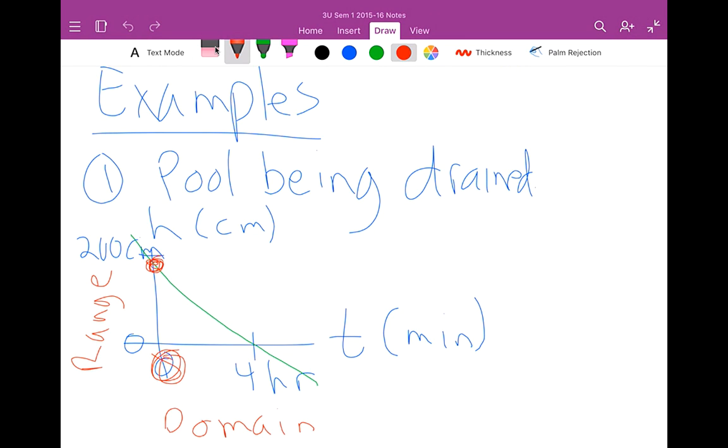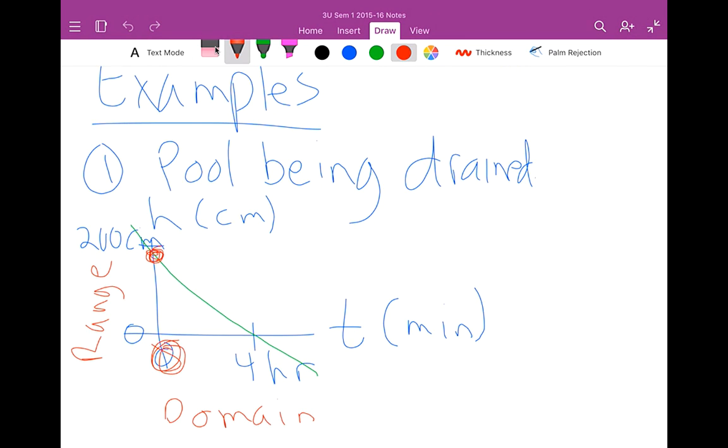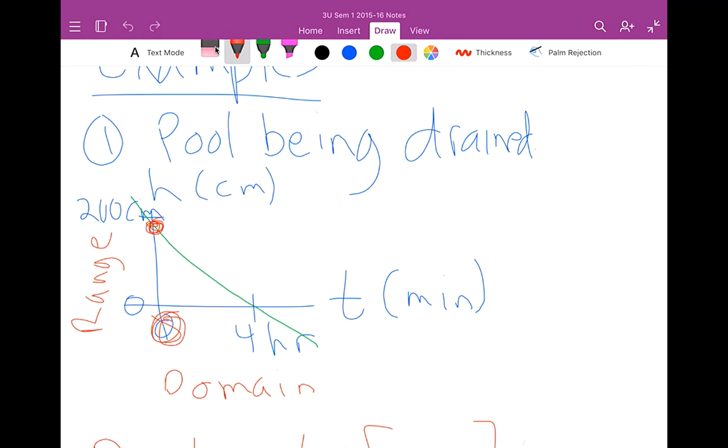So here we go. We've got a pool being drained. And on the x-axis, we've got time in minutes. So at 0 minutes, that's the time at which the pump was turned on to drain it, or the drain was opened and water started flowing out. At that moment, there were exactly 200 centimeters of water in the pool. So you notice that over time, as time increases, we're going down this curve. At 4 hours, that pool is totally empty.